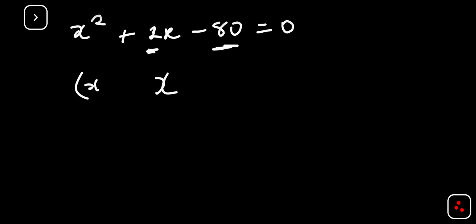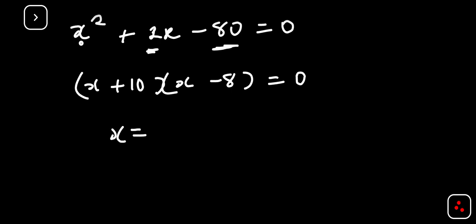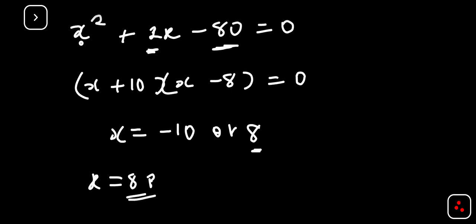Those two factors are 10 and minus 8, because 10 times minus 8 gives minus 80, and adding them gives 2. We need two brackets, and x is a factor of those two brackets since we have the power of 2 for x. So the two factors are plus 10 and minus 8, equal to 0. Equating each bracket to 0, x is equal to minus 10, or x is 8. We take the positive, so x is 8. This is the number of packets that he bought.